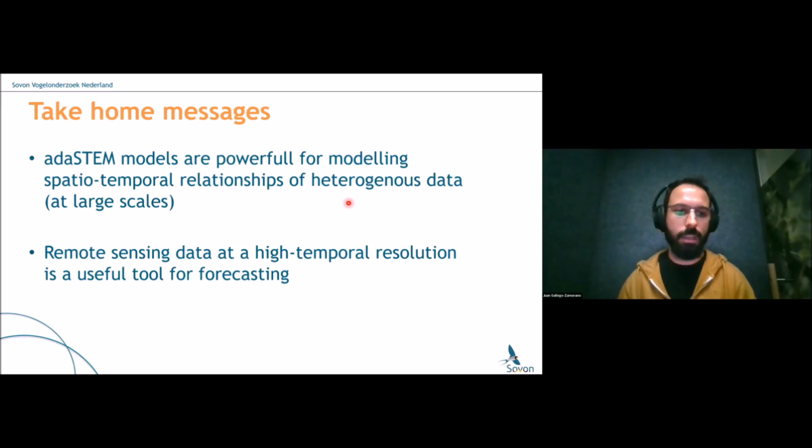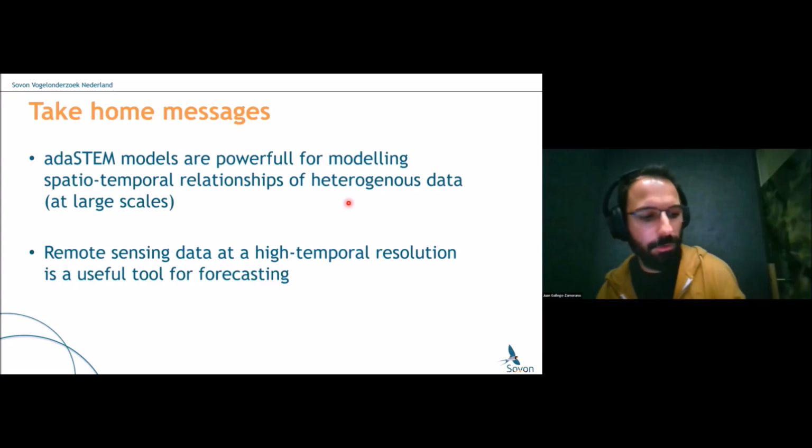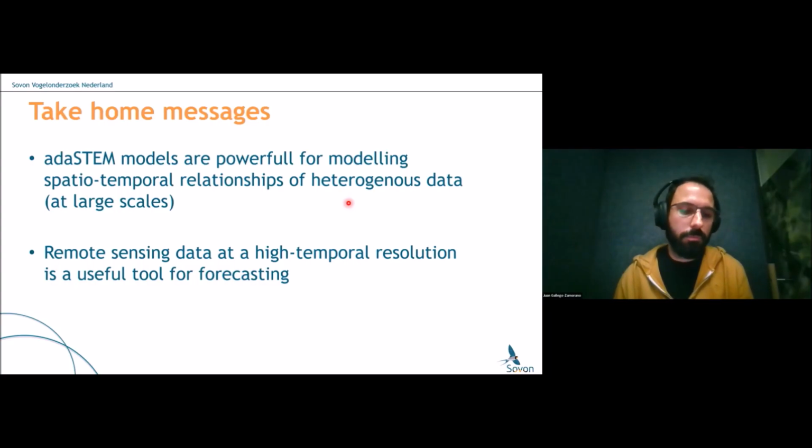And thanks to these LSTM models, we can get the best of both worlds and combine them to get estimates at very large scales. And then the second take-home message, especially for this group of the European Forecasting Initiative, is that it's quite important to keep stressing that remote sensing data at a high temporal resolution is a very useful tool for forecasting. I think we should keep implementing these dynamic variables in our modeling, because they can give us not only a lot of insights into the species or the behavior of the species, but also another tool for making future predictions.